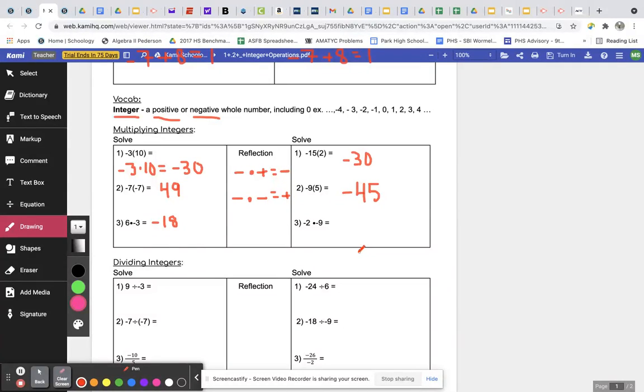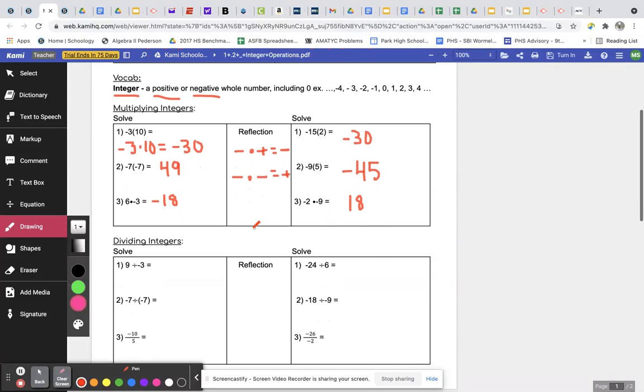Okay, and then finally, the last one: if you have a negative times a negative times a negative, oh, that's going to be a positive. That's going to be a positive 18. Take it, write it out, and the rest is gravy. Okay?